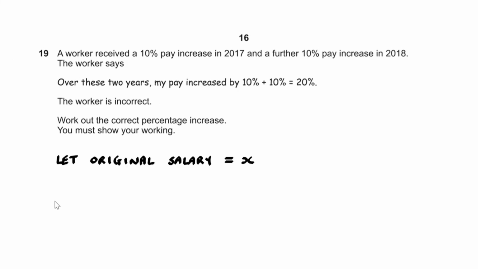Well, if I let the original salary equal X, then I've got this salary, and then I increase it by 10%, so I multiply by 1.1, which is the percentage multiplier in 2017.